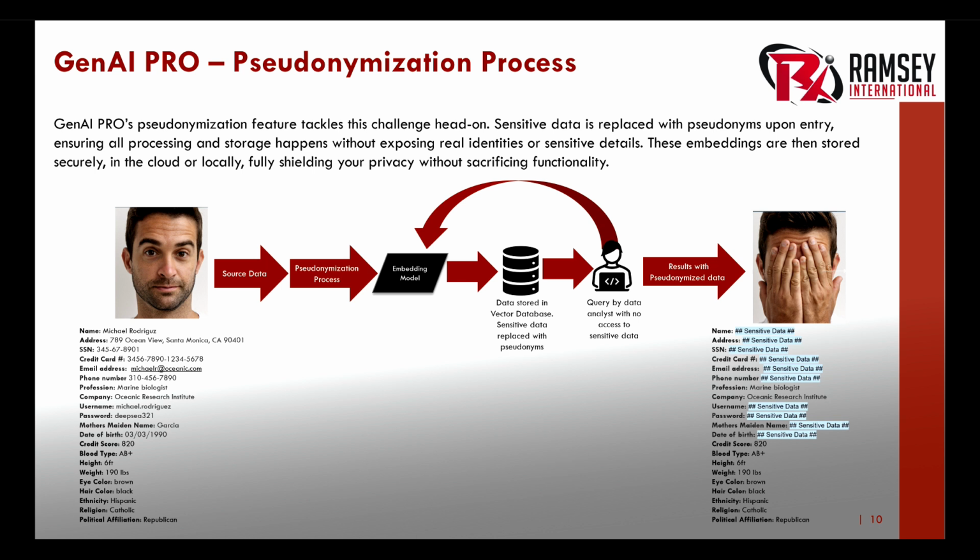So what happens in this particular case is that as that source data is being acquired, the GenAI Pro data pipelines have the pseudonymization process, which will identify any of the sensitive data, and then it replaces the data. So for example, on date of birth, it replaces his March 3rd, 1990 date of birth with a pseudonym, a token, and that is what gets stored in the embedding database, and that's what gets retrieved and sent to the model. But it is not anything that the model or the embedding database knows anything about.